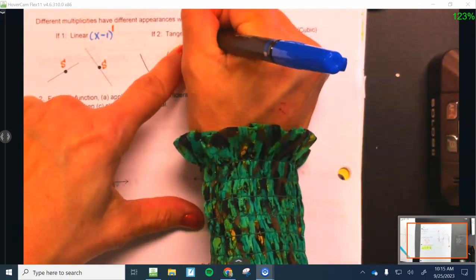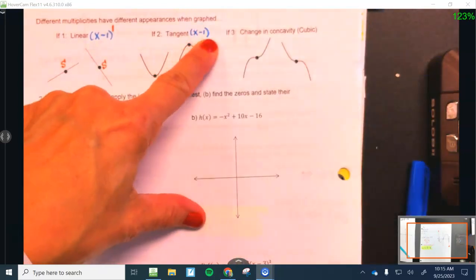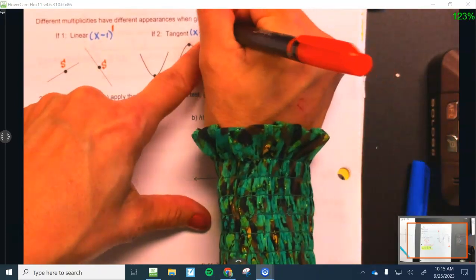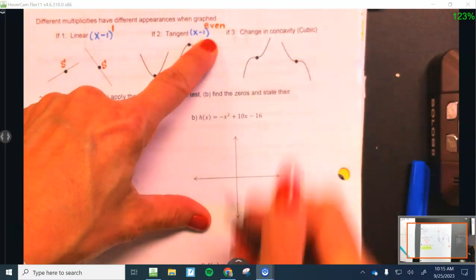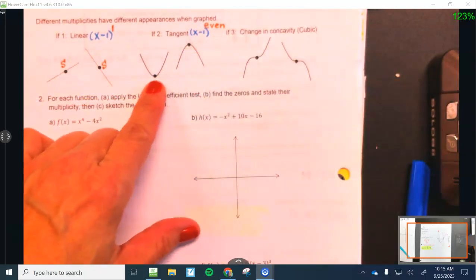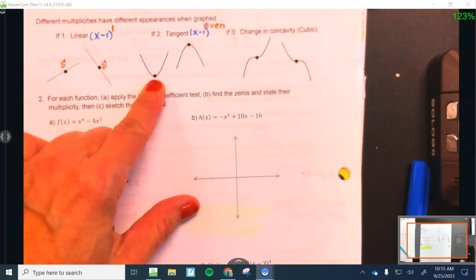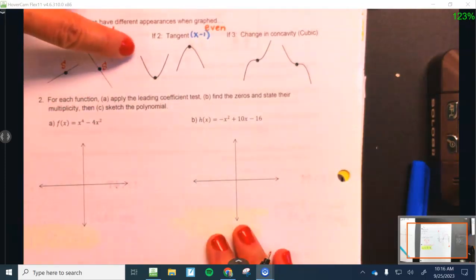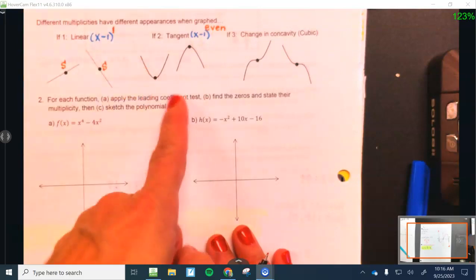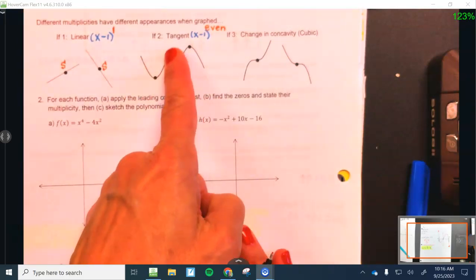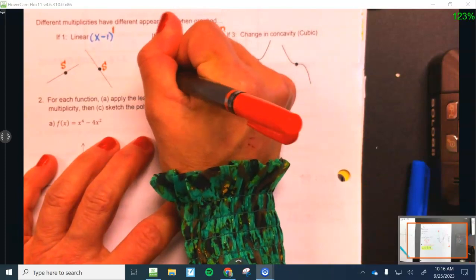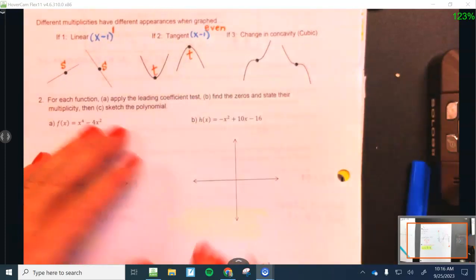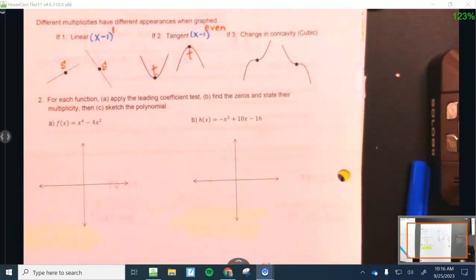The second one, sometimes we'll get factors that repeat to an even power. 2, 4, 6, 8, whatever. Anything that's even is a bounce. It bounces off the point and goes right back to where it came from. This is above the point. It bounces off the point and goes right back up where it was. You have to put the letter T if you want full credit for your graphs.